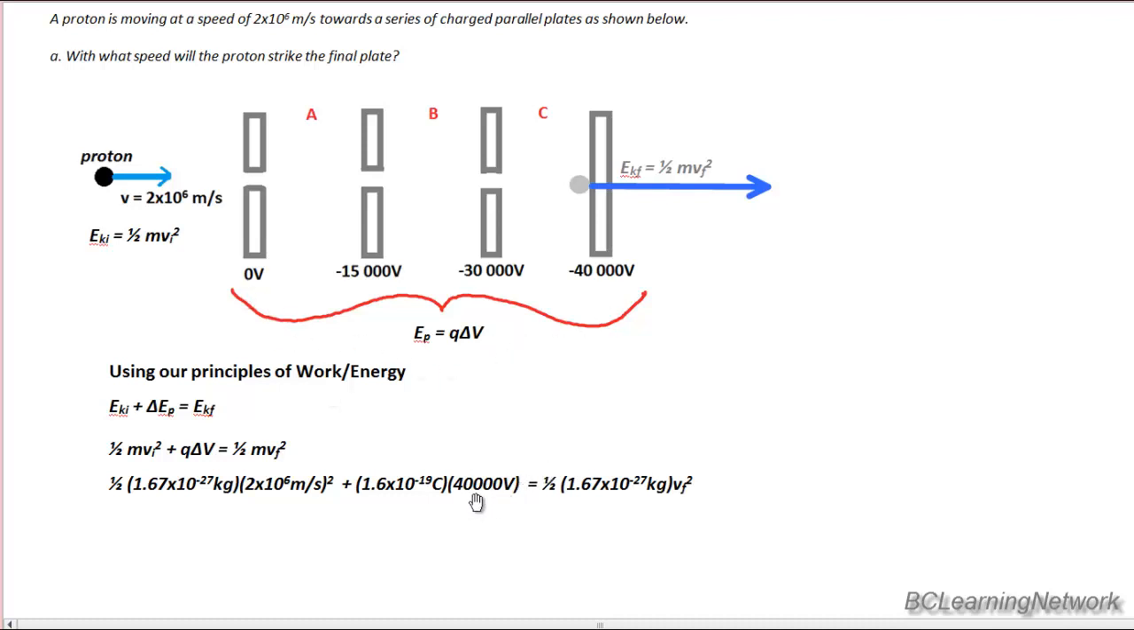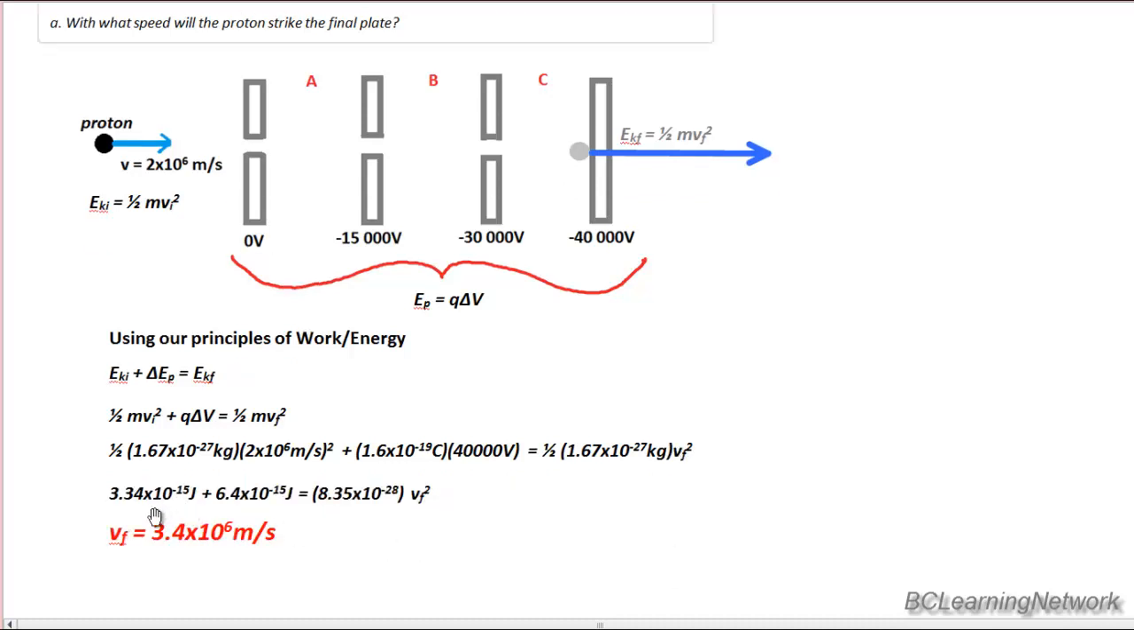Notice I did not put negative 40,000 in here because we want its overall kinetic energy to increase. If I put negative in there, it's going to decrease. So I've got to make sure it makes sense with my logic. And then set that equal to 1/2 m v final squared and solve for v final as follows. So we see that our final velocity when all is said and done is 3.4 times 10 to the 6 meters per second for our proton once it strikes the negative 40,000 volt plate.